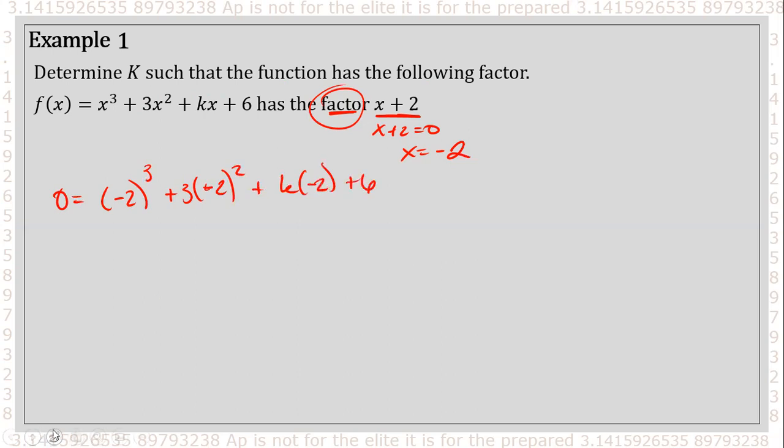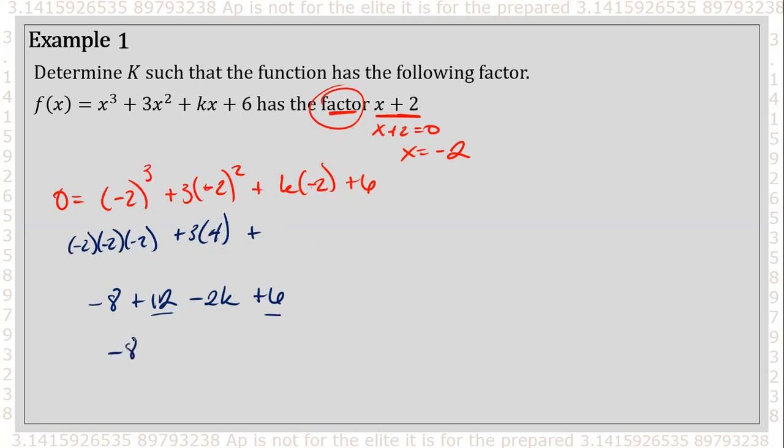Okay, so let's go ahead and do that. Let's do this nice algebra. Negative 2 cubed, that's negative 2 times negative 2 times negative 2. That is negative 8. And then plus 3 times a positive 4, that is a 12. Plus, and then negative 2 times k, that's a minus 2k. And a positive 6. So we can see that this 12 and this 6 add together, and that gives me a positive 18. So I got negative 8 plus 18 minus 2k. And I can see that this is a 10 minus 2k.